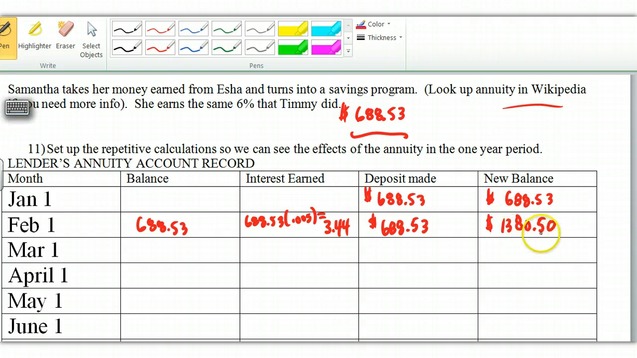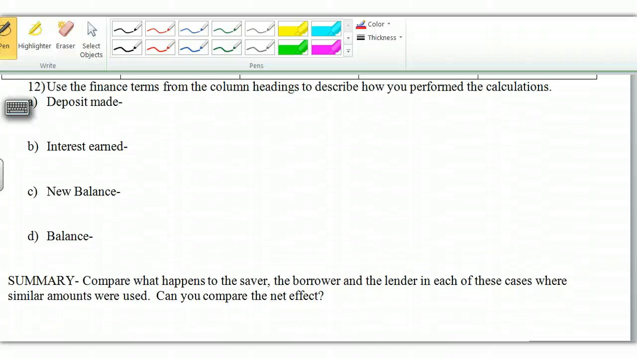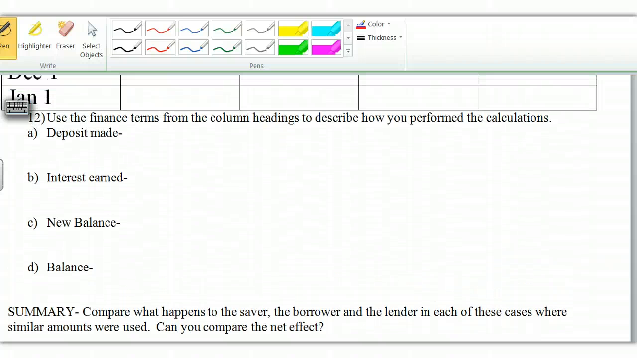So I end up with 1,380.50. So I bring this over here, and then I'm going to figure out my new interest, figure out the deposit made, and then the new balance again by adding those three values. And keep on doing this for 1 year and see what happens with all those values, and see if you can answer most of these questions and get definitions for all of these values.